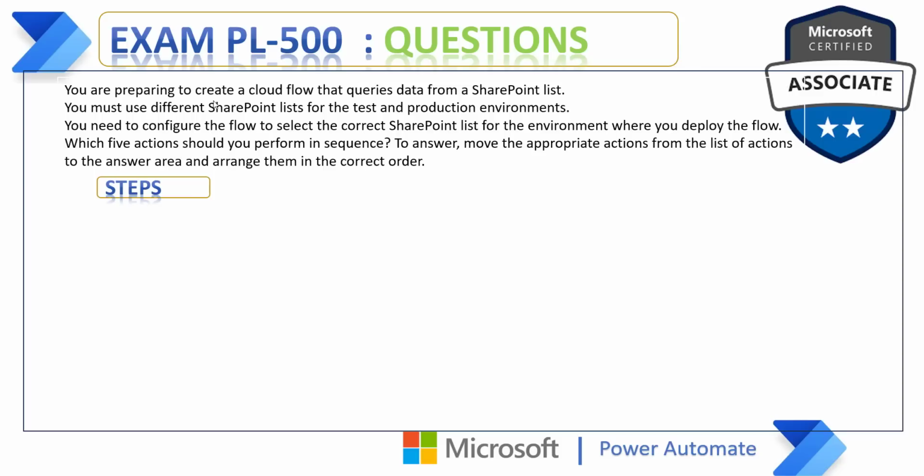If we observe over here, we need to create a cloud flow that queries data from a SharePoint list. For this one, we need to create a cloud flow at the first step. If you go for the second one, you must use different SharePoint lists for the test and production environment. For example, in the test environment, we retrieve the data from the issue tracking list, whereas in the production environment, we retrieve data from the production issue tracking list. So that we will use different SharePoint lists for the test and production environments.